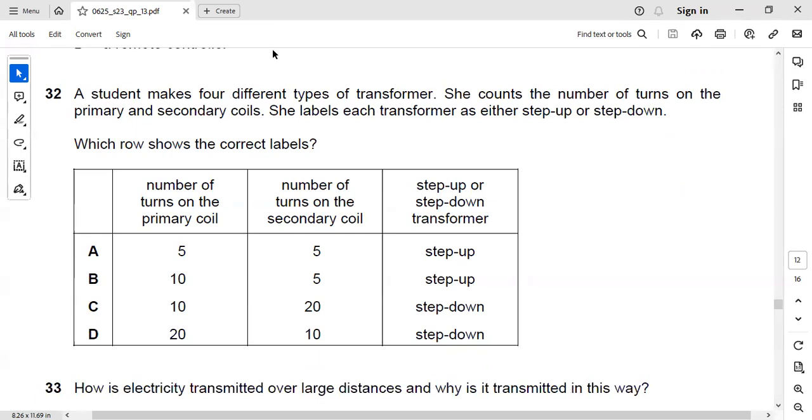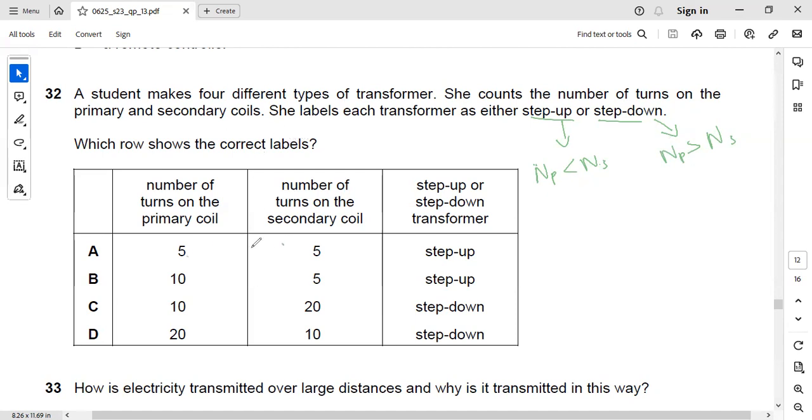Next, a student makes four different types of transformer. She counts the number of turns on the primary and secondary coils and labels each transformer as either step up or step down. So what is step up? What is step down? In the case of step up, the number of turns in the primary will be less and turns in the secondary will be more. In the case of step down, turns in the primary will be more and turns in the secondary will be less. So which row shows the correct label?